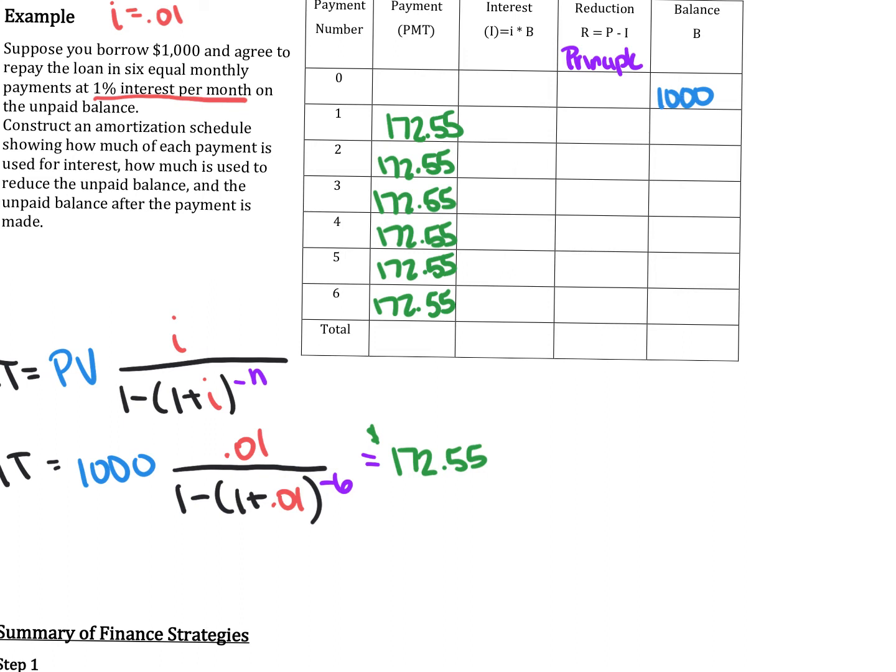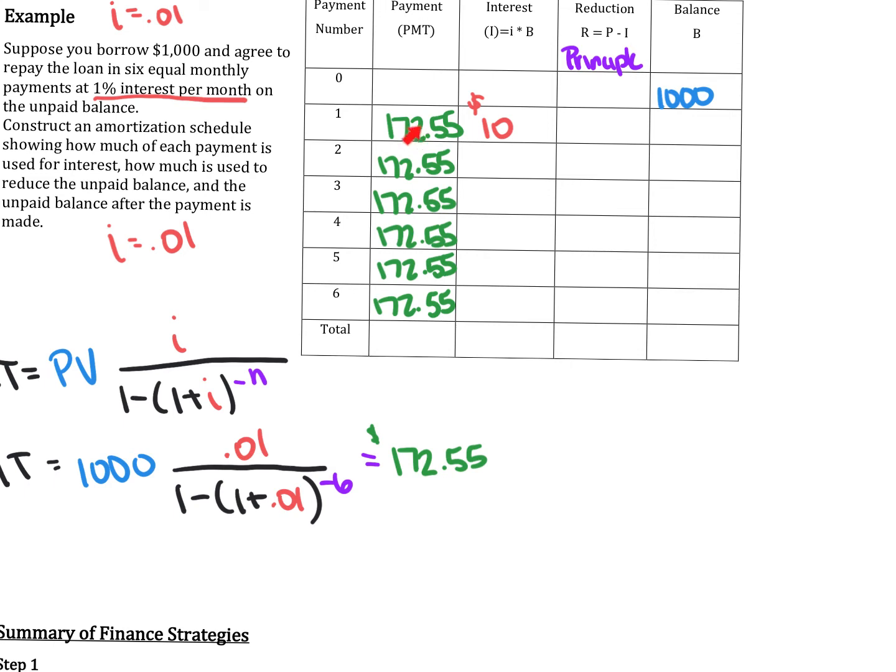So when I multiply 1,000 by my I, and remember, I again is equal to 0.01. So I multiply 1,000 by 0.01, I get $10. So in the first month, that $10 represents how much interest you're being paid, or that you're paying on your actual payment. Whatever is not interest, the rest is going to be the reduction, or what we call our principal.